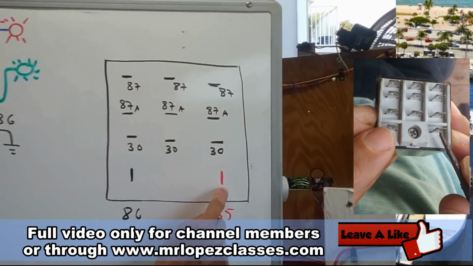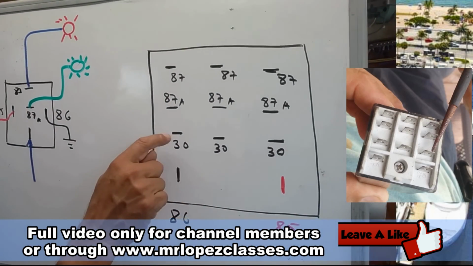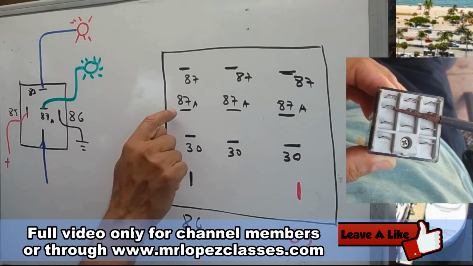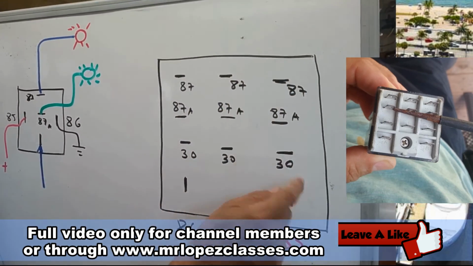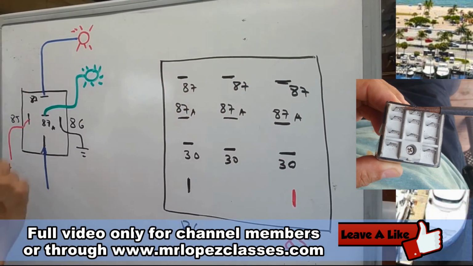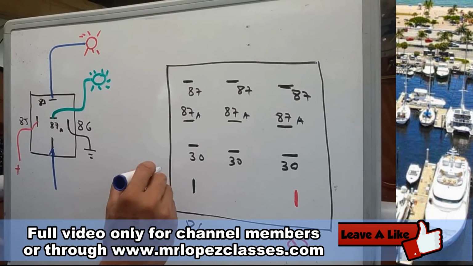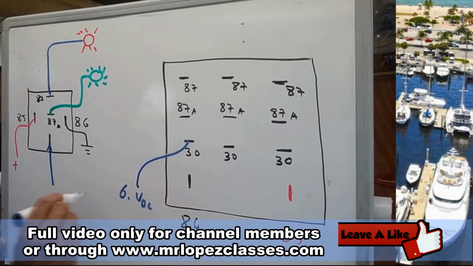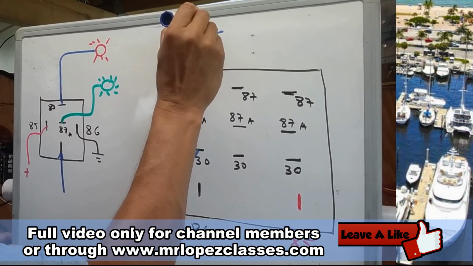Look, this is 85 and 86. This is the coil. This is the common 30, 30, and 30. The same like this, 30. And this is 87A, 87A, 87A for this column, and 87, 87, 87. In other words, through this one I can put here 6 volts DC, and I am going to use the output here, 6 volts DC.